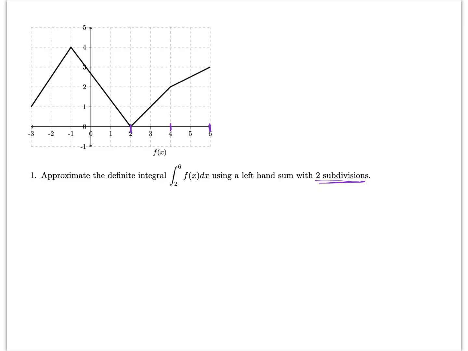So a left-hand sum means that for each interval, we're going to build a rectangle, and the height of the rectangle is the height of the function at the left endpoint. So the left endpoint from 2 to 4 is at 2, and the height of the function is 0. So this rectangle is just a flat line, has no height. Okay. And then I'm going to look at my second interval from 4 to 6, and I'm going to build a rectangle on top of this base, and the height is going to be the height of the function at 4, the left endpoint of that interval. So at 4, I'm going to go up until I hit the function, and then I'm going to make that the height of my rectangle.